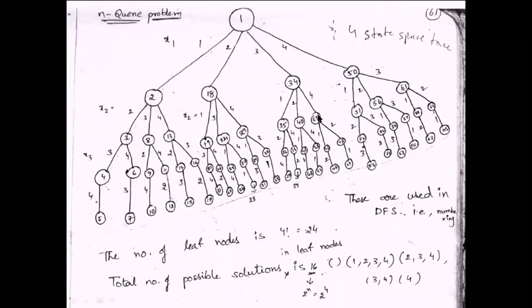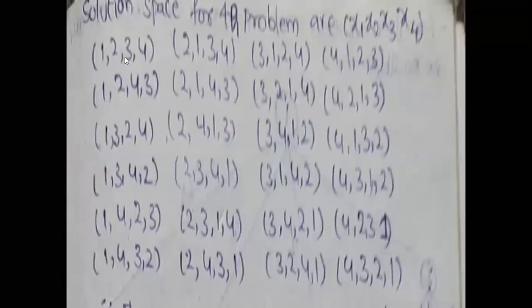For example, for the 4 by 4 queen problem, the value of x1, x2, x3 is either 1 or 2 or 3 or 4. The solution space is represented by using only explicit constraints. So totally there are 24 leaf nodes, the 24 tuples, 6, 6, 6, 6, totally 24, represented by the solution space tree.